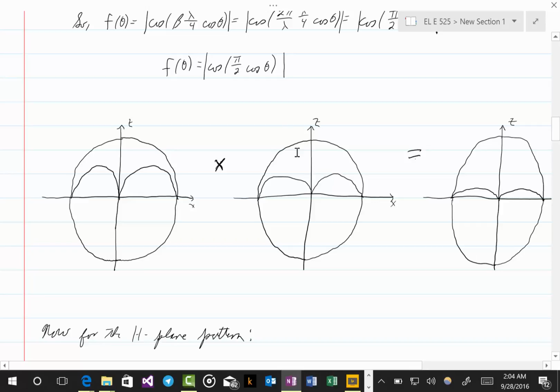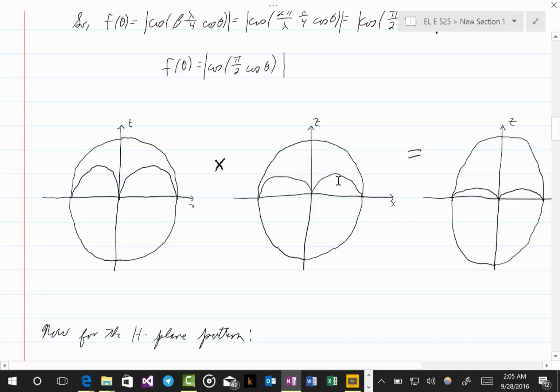When theta is equal to 0, we would have cosine of 0 is 1, times pi over 2 is pi over 2, and cosine of pi over 2 is 0. So we get 0 at the angle of 0. But when we come to pi over 2, cosine of pi over 2 is 0, 0 times pi over 2 is 0, and the cosine of 0 is 1. So when we get to theta equals pi over 2, the magnitude of this will be 1.